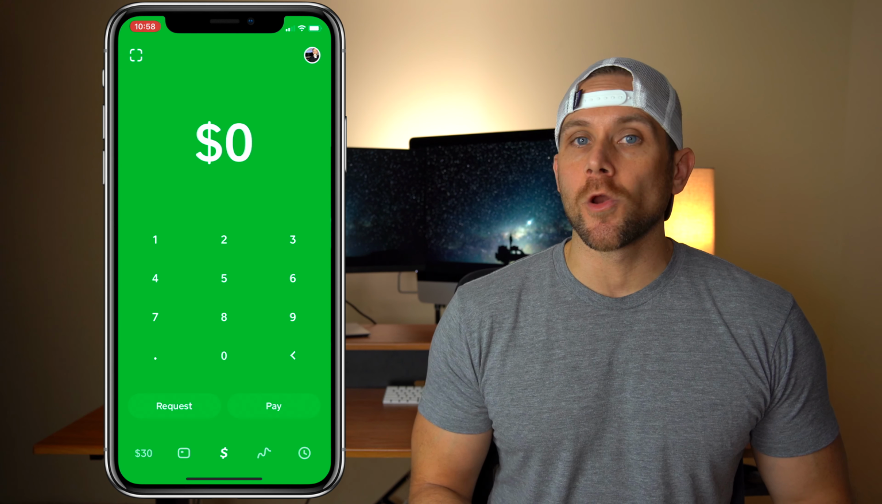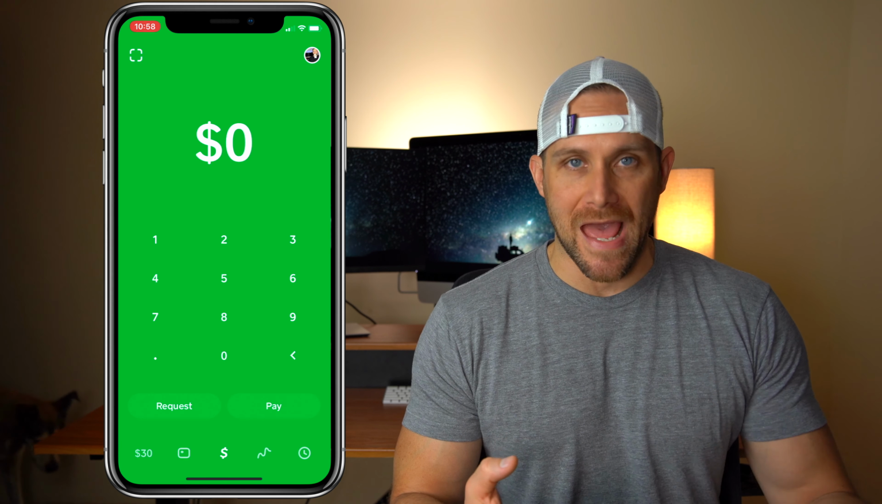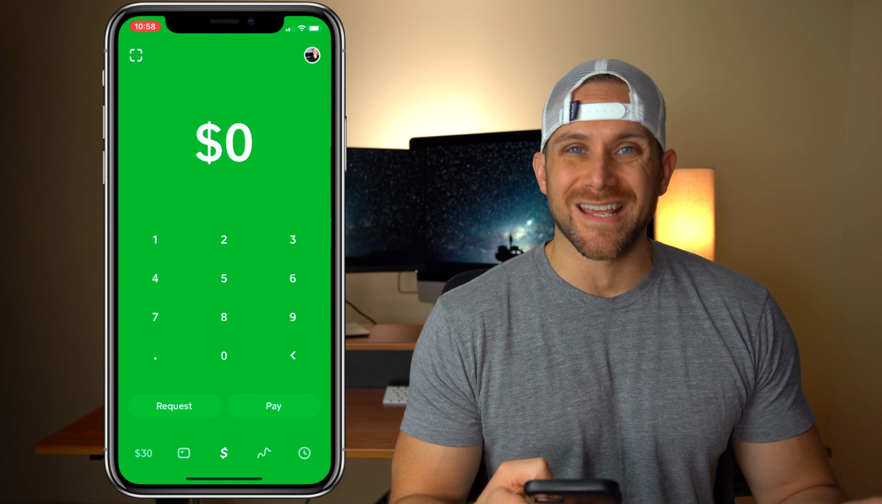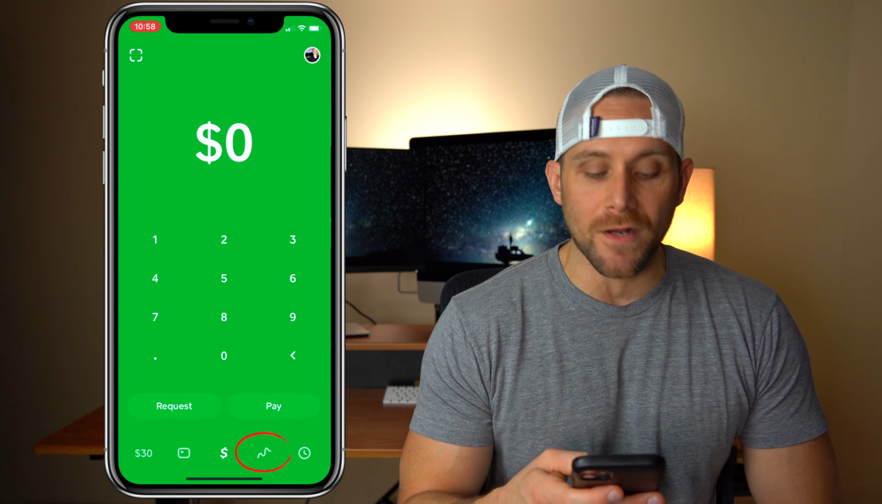Okay, the first thing that you're going to want to do is go ahead and open up your Cash App to kind of follow along. Now, when you get to the main screen, what you're going to do to get into the investing side of things is click that squiggly line.